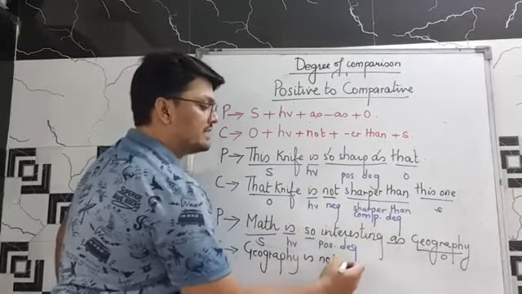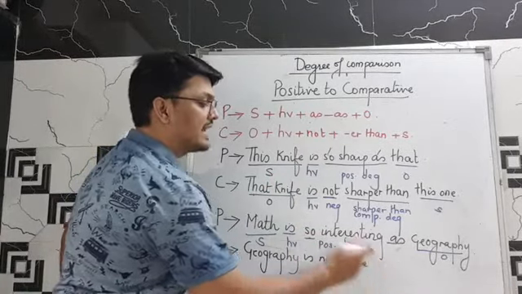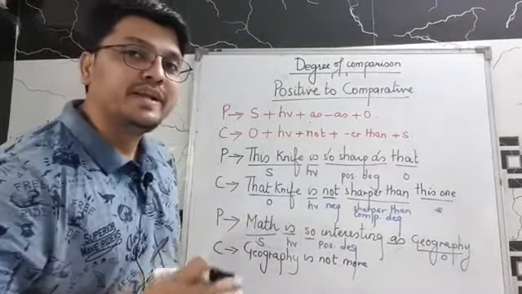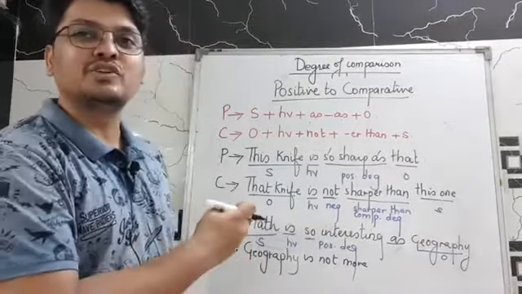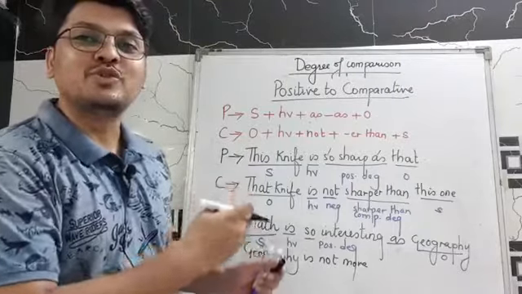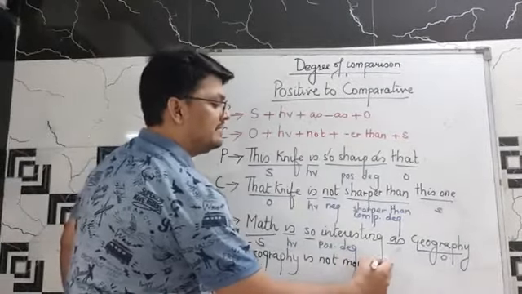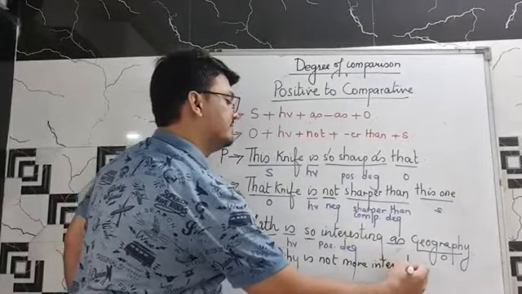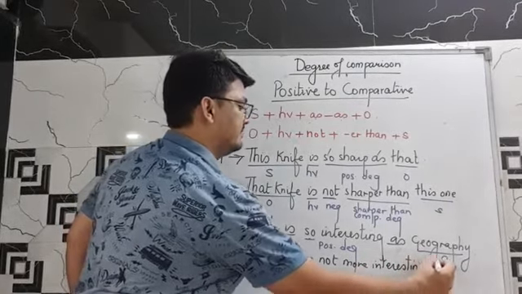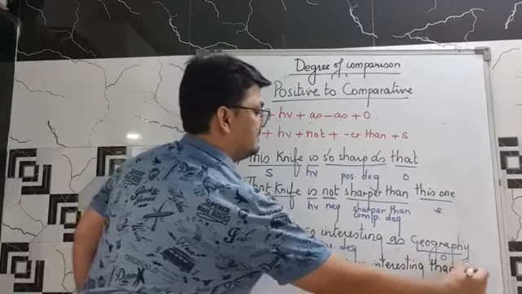So interesting as will turn into more interesting, because I cannot change interesting into interestinger, because here the adjective is two or more syllables. So geography is not more interesting than math.